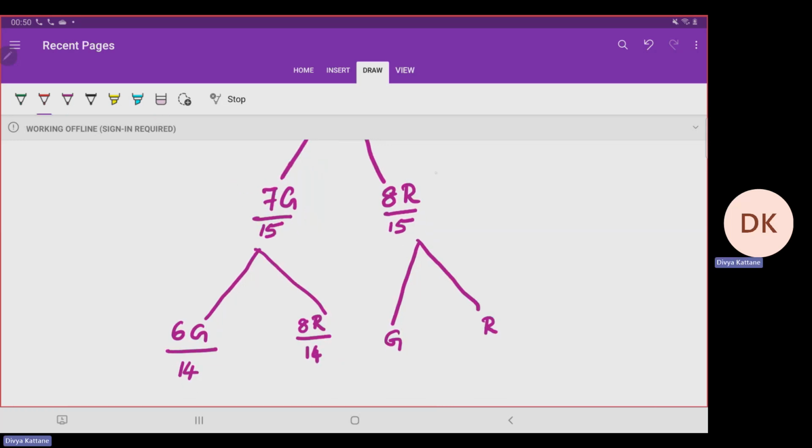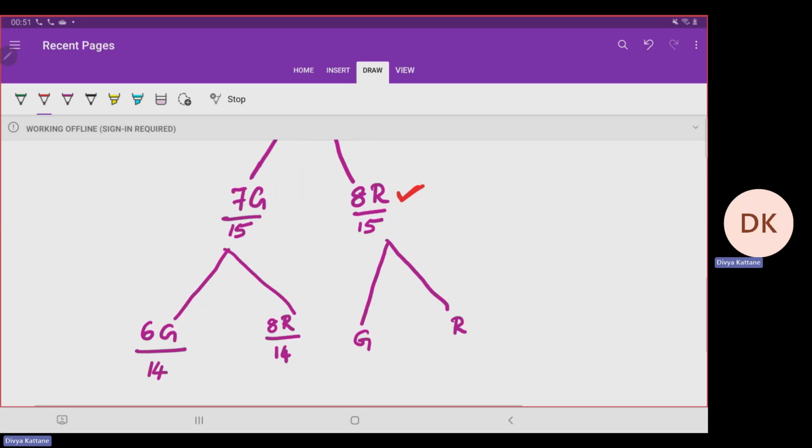Now check the next side. Here if he has chosen one red marble, how many red marbles will be there? Total 8 are there. One he has chosen. So remaining 7 will be there out of 14. And he has chosen a red, which means total number of green will be the same as such. So 7 green by 14. This is the probability of getting red and green in the second case.